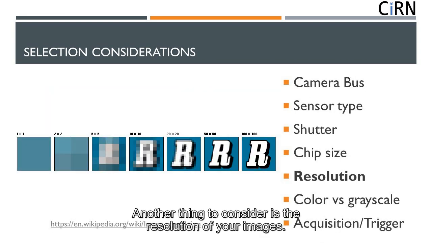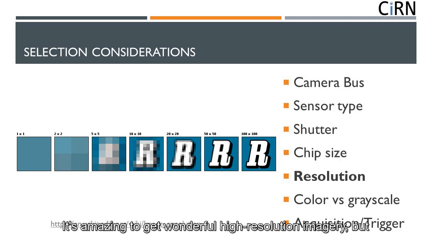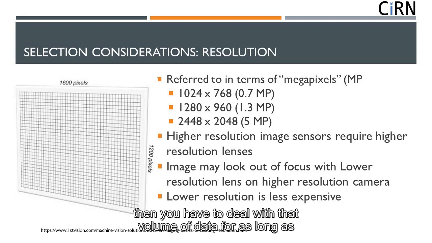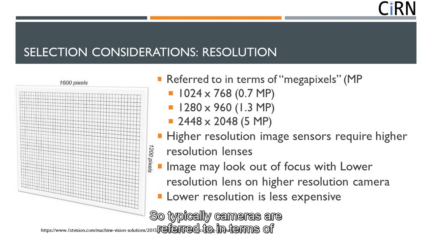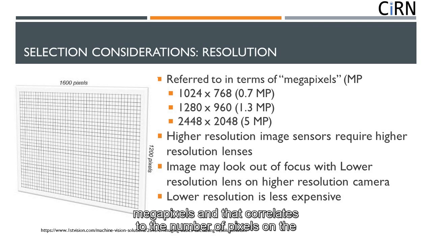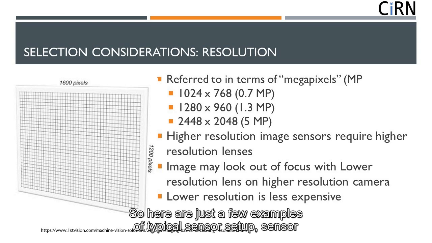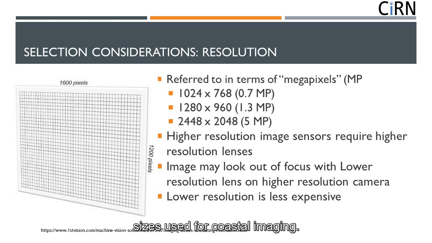Another thing to consider is the resolution of your images. It's amazing to get wonderful high resolution imagery, but then you have to deal with that volume of data for as long as you have that camera out. So typically, cameras are referred to in terms of megapixels, and that correlates to the number of pixels on the sensor. So here are just a few examples of typical sensor sizes used for coastal imaging.